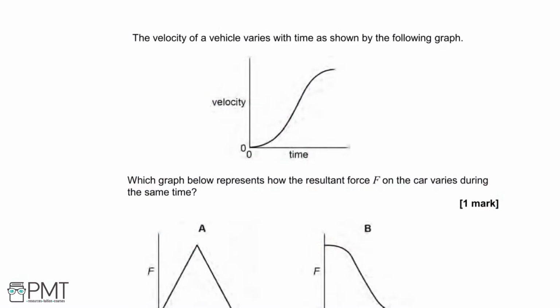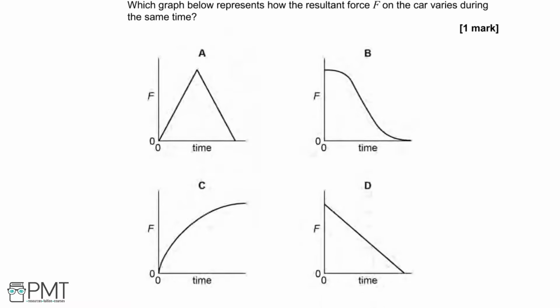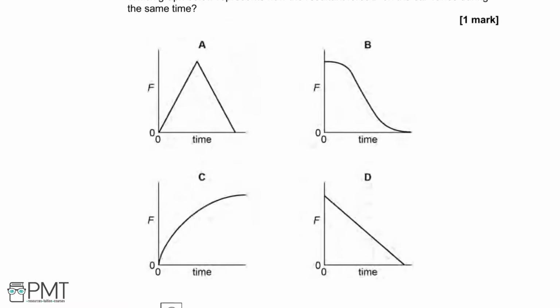The velocity of a vehicle varies with time as shown by the following graph. Then we've got that diagram there. Which graph below represents how the resultant force F on the car varies during the same time? We've got 4 graphs here to choose from, each of them being force time graphs.